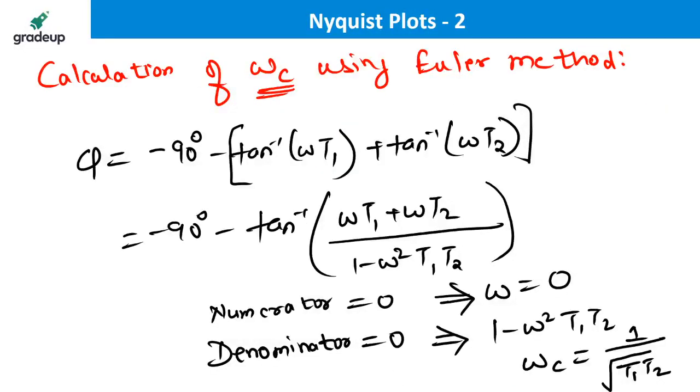Next one, determination of critical frequency by Euler's method.